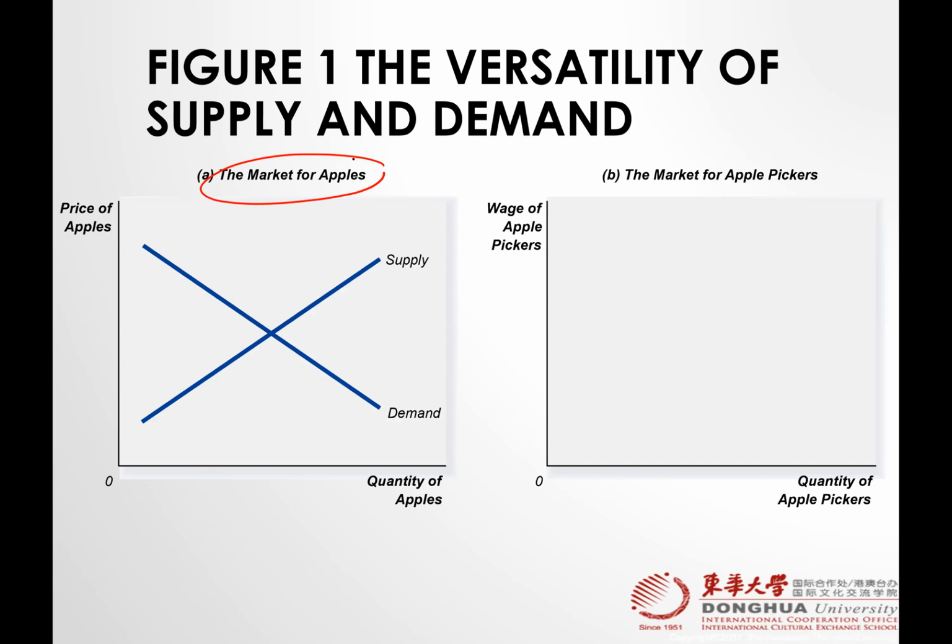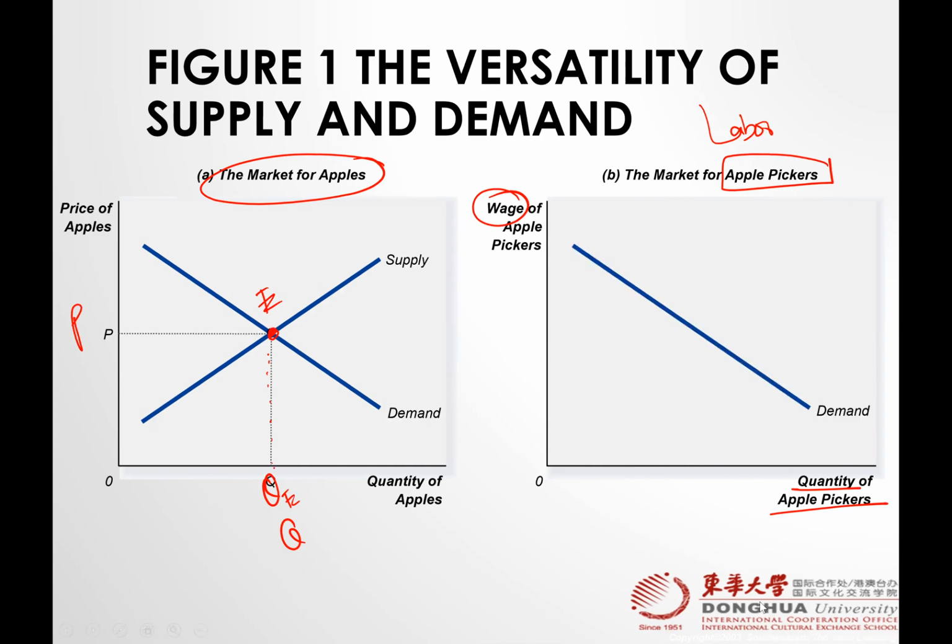So this is the market for apples, right? This is the price of apple, this is the quantity of apple. Right now the market is in equilibrium if we are here, right? And this is the market for apple pickers, which means the market for labor, right? The price of labor is called wages, the quantity of labor is called the quantity of apple pickers. Its demand follows the law of demand as well, but it is a derived demand, which depends on the market of apples. That's why we call this a derived demand.